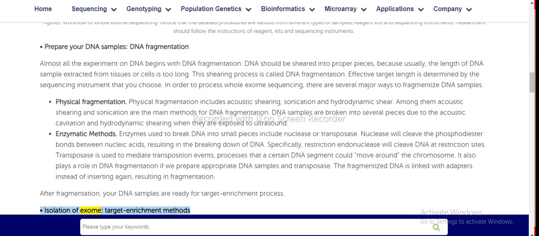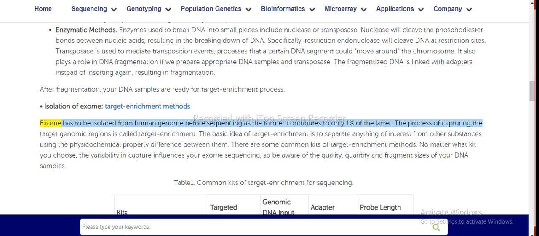Step 2: Isolation of the exome, target enrichment methods. The exome has to be isolated from the human genome before sequencing as the former contributes to only 1% of the latter. The process of capturing the target genomic regions is called target enrichment. The basic idea of target enrichment is to separate anything of interest from other substances using the physicochemical property difference between them. There are some common kits of target enrichment methods. No matter what kit you choose, the variability in capture influences your exome sequencing, so be aware of the quality, quantity, and fragment sizes of your DNA samples.